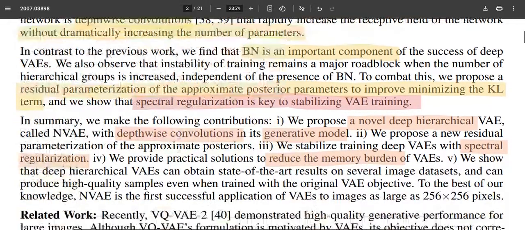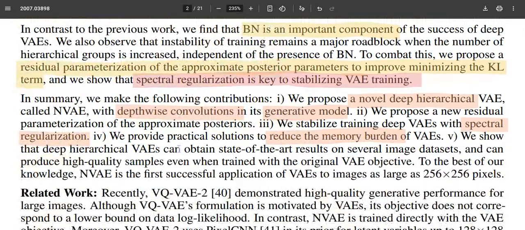So these are some of the contributions from this model to make a novel architecture, by introducing the depth-wise convolutions. And also they try to remove the memory burden, because depth-wise convolution requires only a small number of parameters, to avoid overfitting the decoder part. And they also use a spectral regularization to make the training very effective and stable.